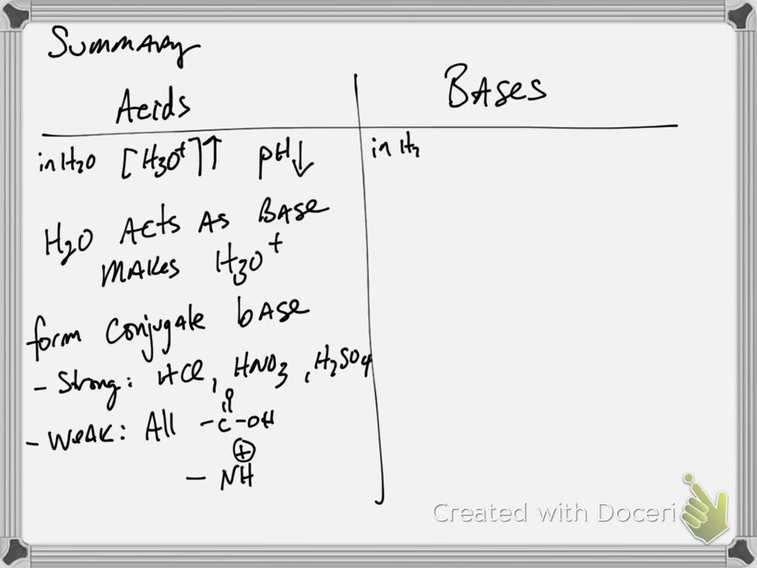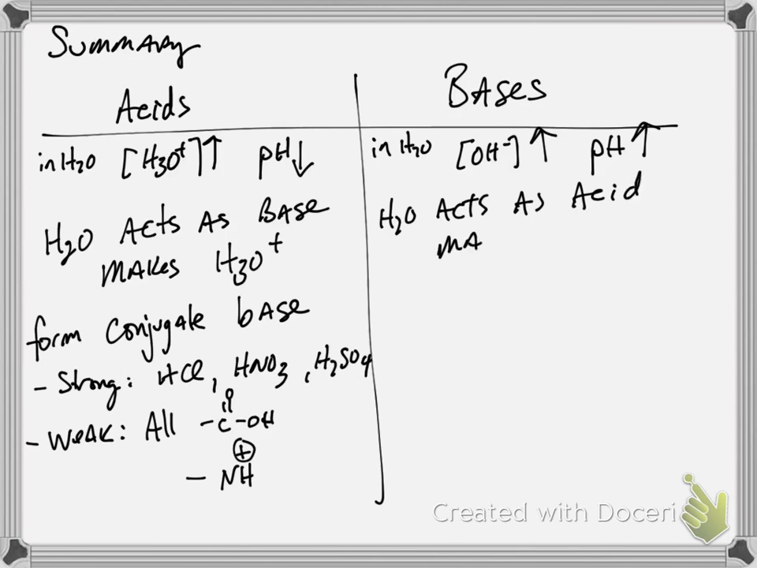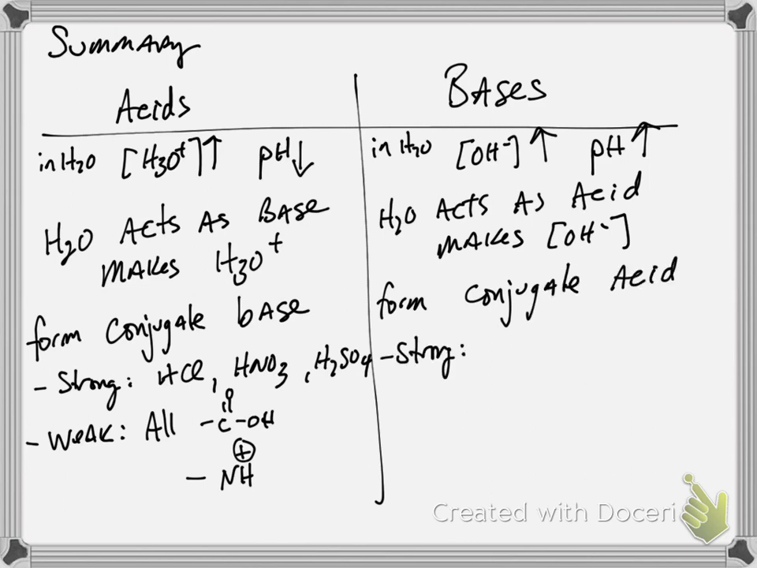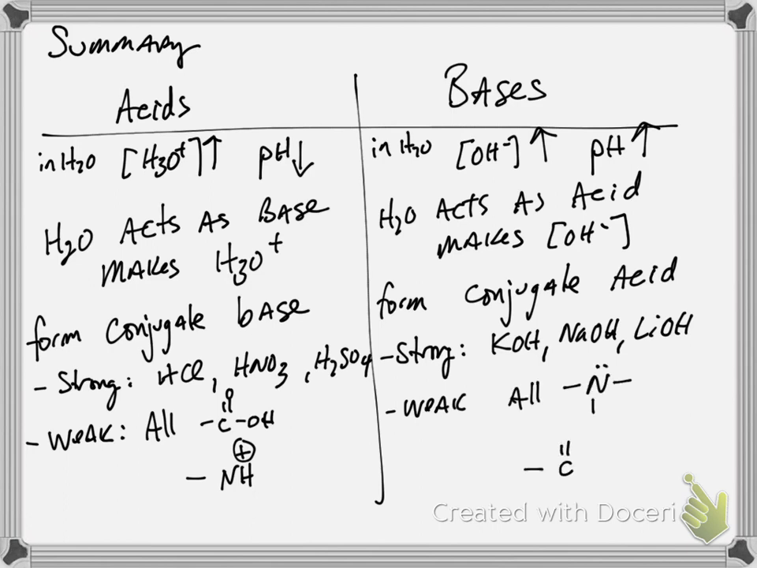So for bases, we have a similar summary. In water, they make hydroxide ions go up. They make the pH go up, become more basic than 7. Water acts as an acid, and by doing so, it makes its conjugate base hydroxide ion. They always form their conjugate acids. The strong bases are the metallic hydroxides. You put those in water, you only get hydroxide ion. The weak bases are all neutral nitrogens with a lone pair, and all negatively charged oxygen atoms are also weak bases. All right, so that's our summary.